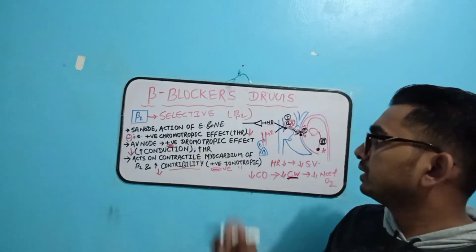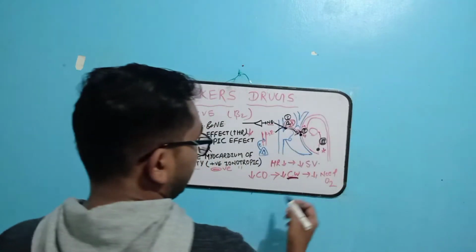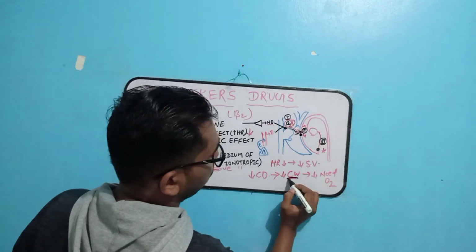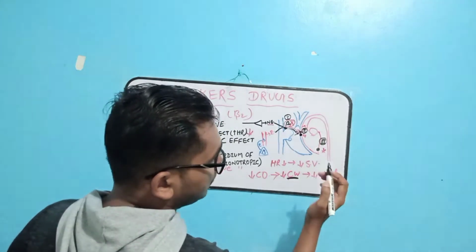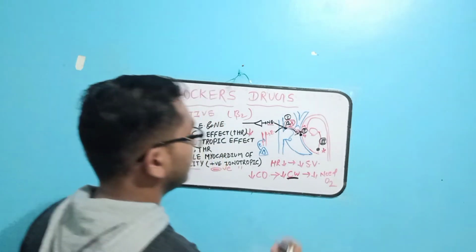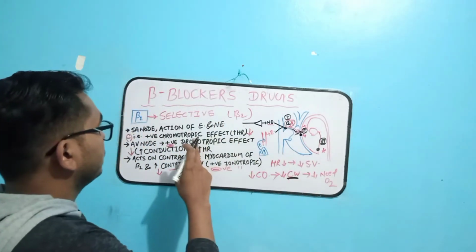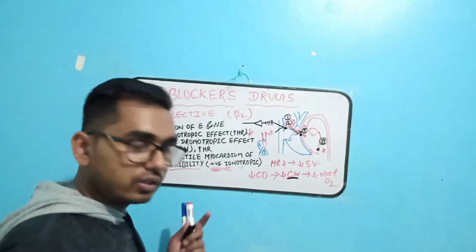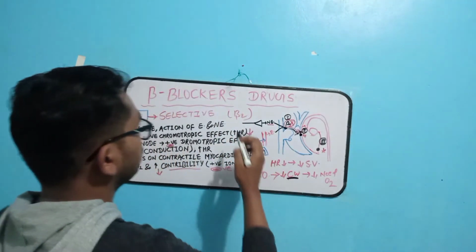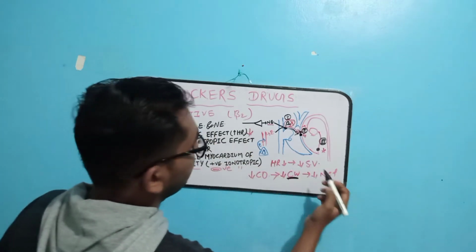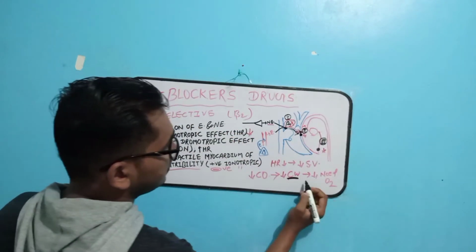So these beta 1 receptor blocker drugs reduce the cardiac work of the heart, and that leads to reducing the need of oxygen. These beta 1 receptor blocker drugs also prevent myocardial infarction. So this drug is also very useful to prevent myocardial infarction.